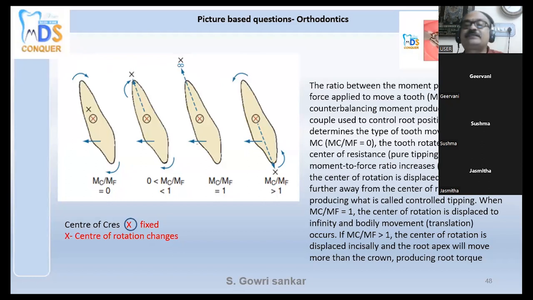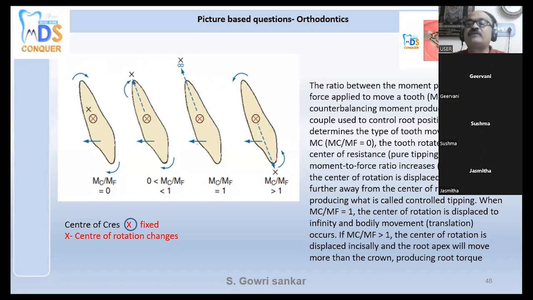Center of resistance and center of rotation should never coincide in bodily movement. It is infinity. The farther the center of rotation is from the center of resistance, the more control. When it is close to the center of resistance, you can see it is an uncontrolled tipping. The more the center of rotation moves away from the center of resistance, we are able to control the tooth movement from an uncontrolled to a controlled tooth movement. And if you are able to control 100%, that means the moment created by the original forces is counterbalanced by the moments which we have given.